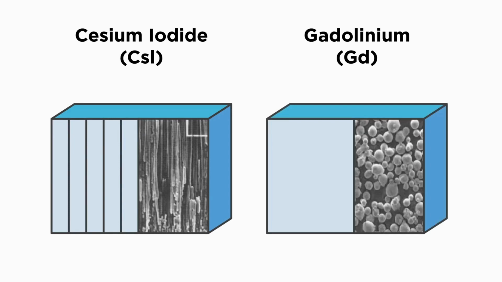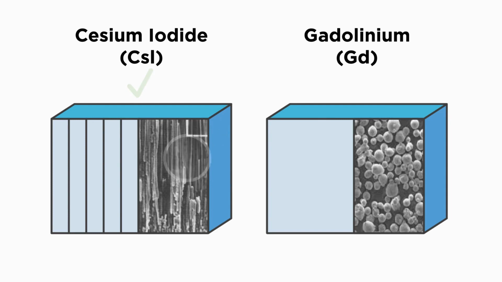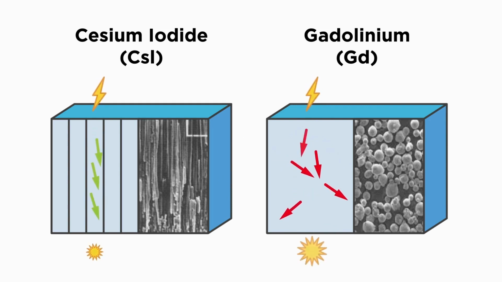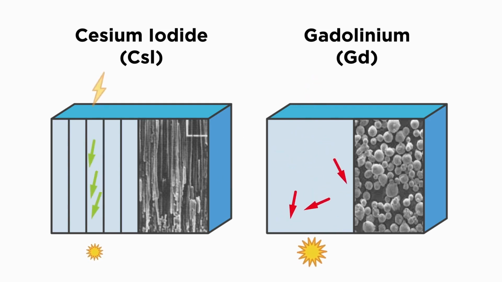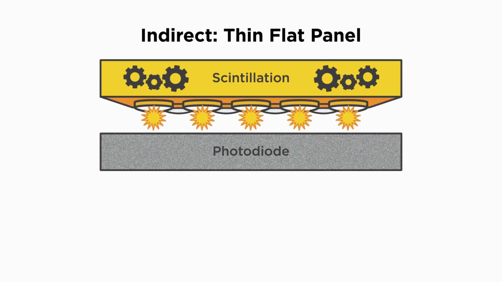The scintillation layer is comprised of either the ionic compound cesium iodide or the chemical element gadolinium. Cesium iodide is preferred over gadolinium, since it can be formed into very small rods. These small cesium iodide rods are able to produce a smaller, more focused light beam, which in turn serves to increase spatial resolution. After the scintillation layer comes the photodiode layer.